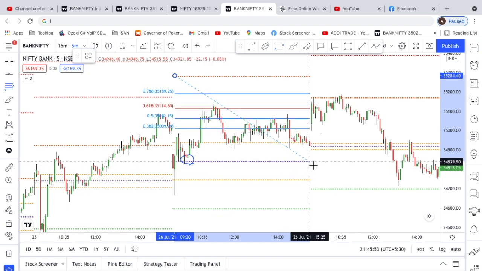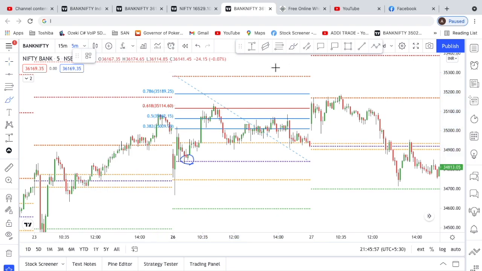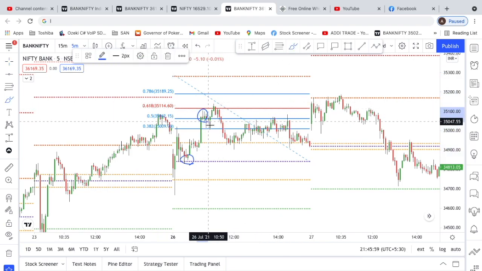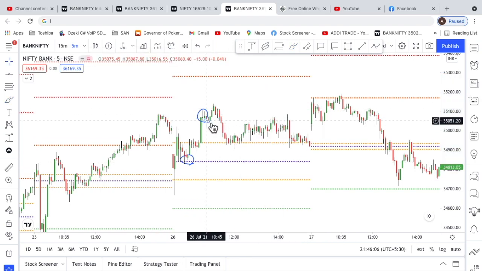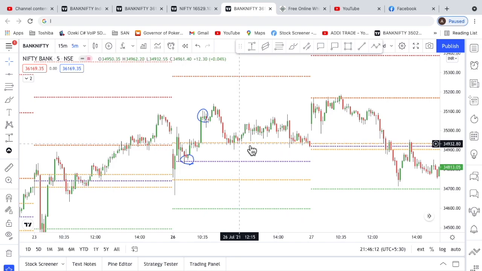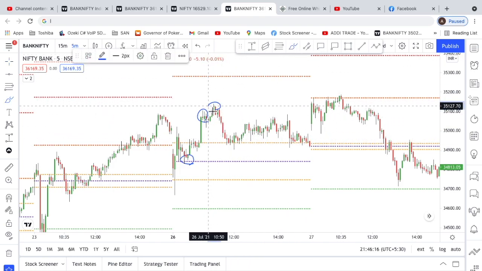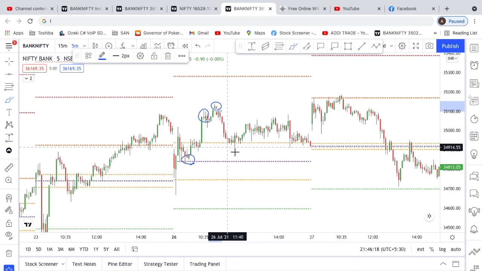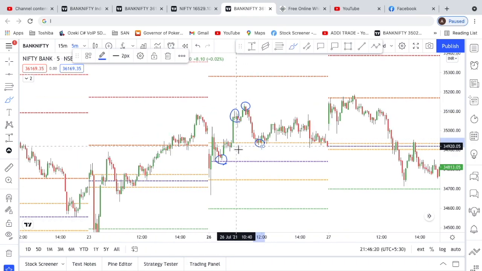Exactly when 50% hit over here, we booked our profits. This was a good move, and again we shorted over here and kept the below the top pivot as the target and booked profits. Again we shorted here and booked profits here. See, you can do back testing on this.